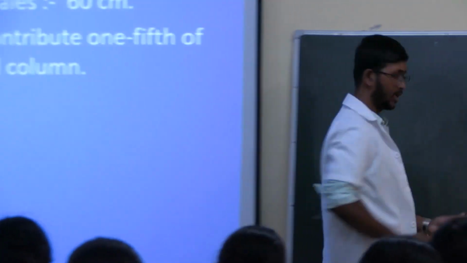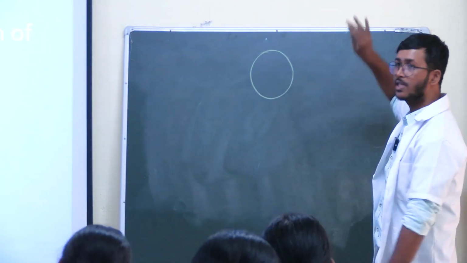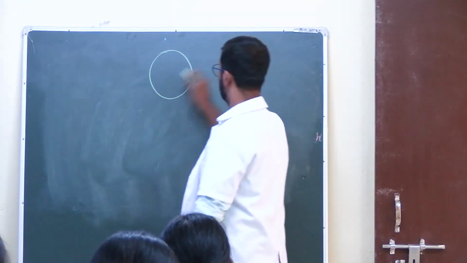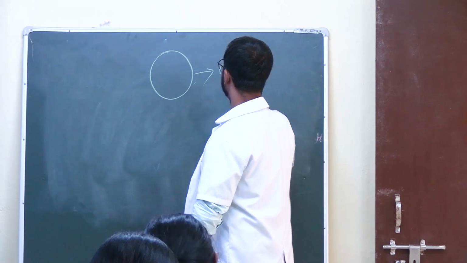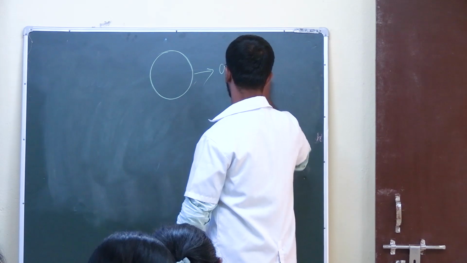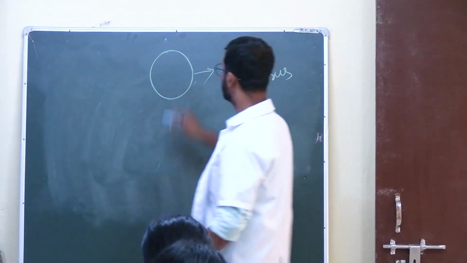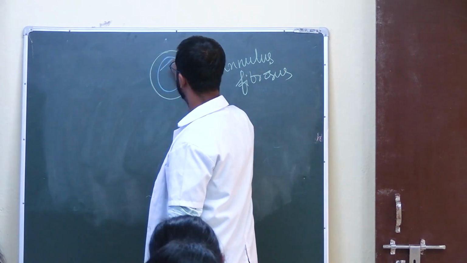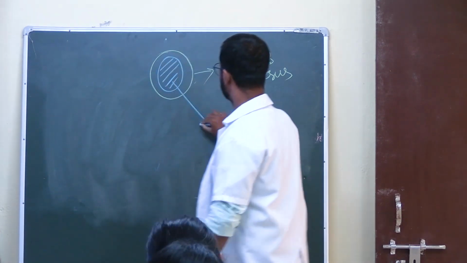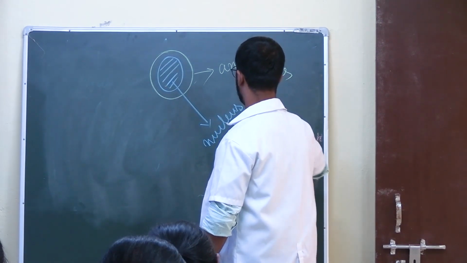Basically this intervertebral disc has two parts. Suppose this is your intervertebral disc as you see from above. It has two parts. Okay. The outer part is known as the anulus fibrosus. Okay. And in between we have another part. This is known as the nucleus pulposus.